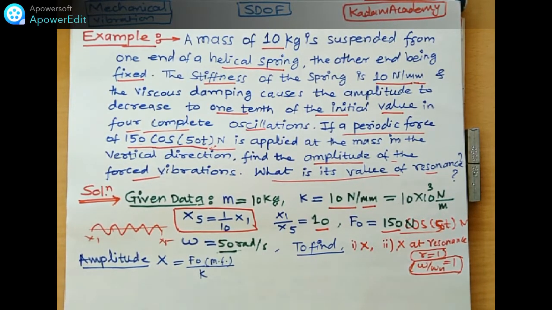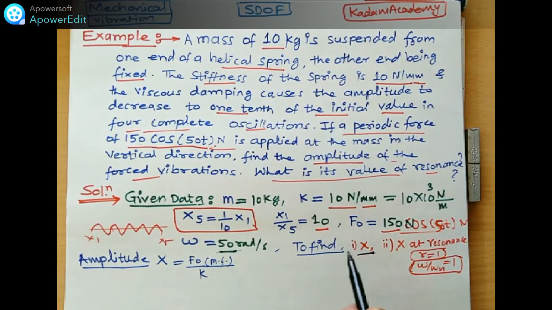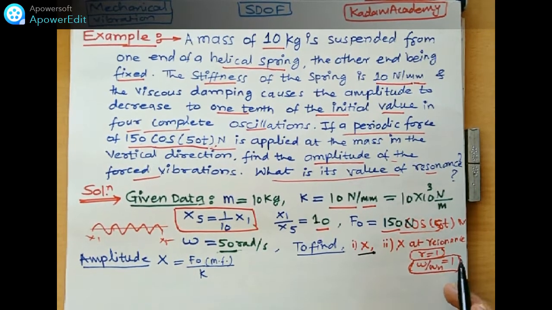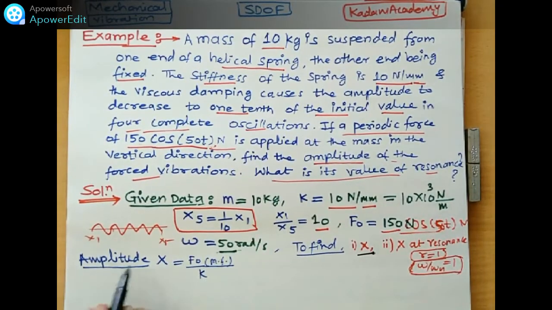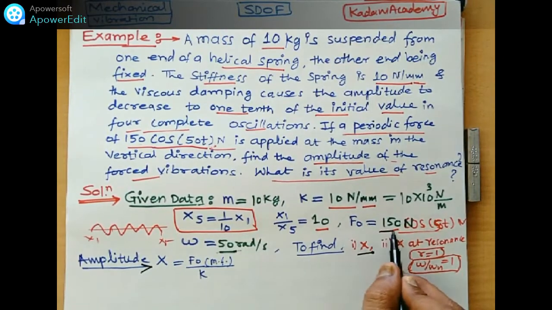We have to find out the value of x, the amplitude, for this condition, and if there is a resonance, that means omega by omega n is equal to 1, or r is equal to 1. What is the value of x? How to find out the value of x? We can find out the value of x, the amplitude, by F0 by K into MF.